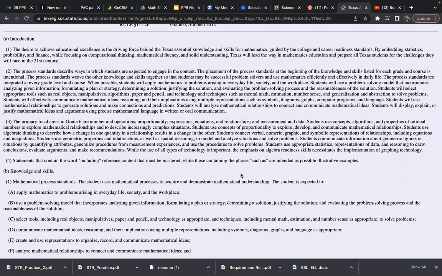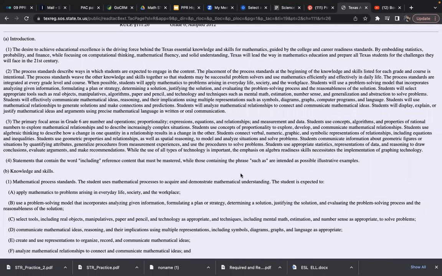Students use geometric properties and relationships, as well as spatial reasoning, to model and analyze situations and solve problems. Students communicate information about geometric figures or situations by quantifying attributes, generalize procedures for measurement experiences, and use the procedures to solve problems.